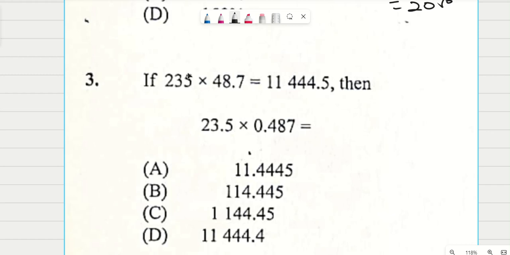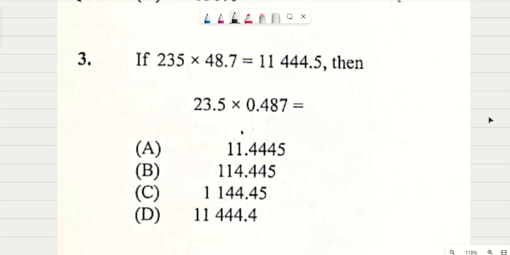This one, number 3. If 235 multiplied by 48.7 is equal to 11,444.5, then what is 23.5 multiplied by 0.487? The first thing you have to do is remove your decimal points, just to make sure that these are the same. If you remove all the decimal points, you would see that these two are basically the same numbers. It's just your decimals that would change up the number.